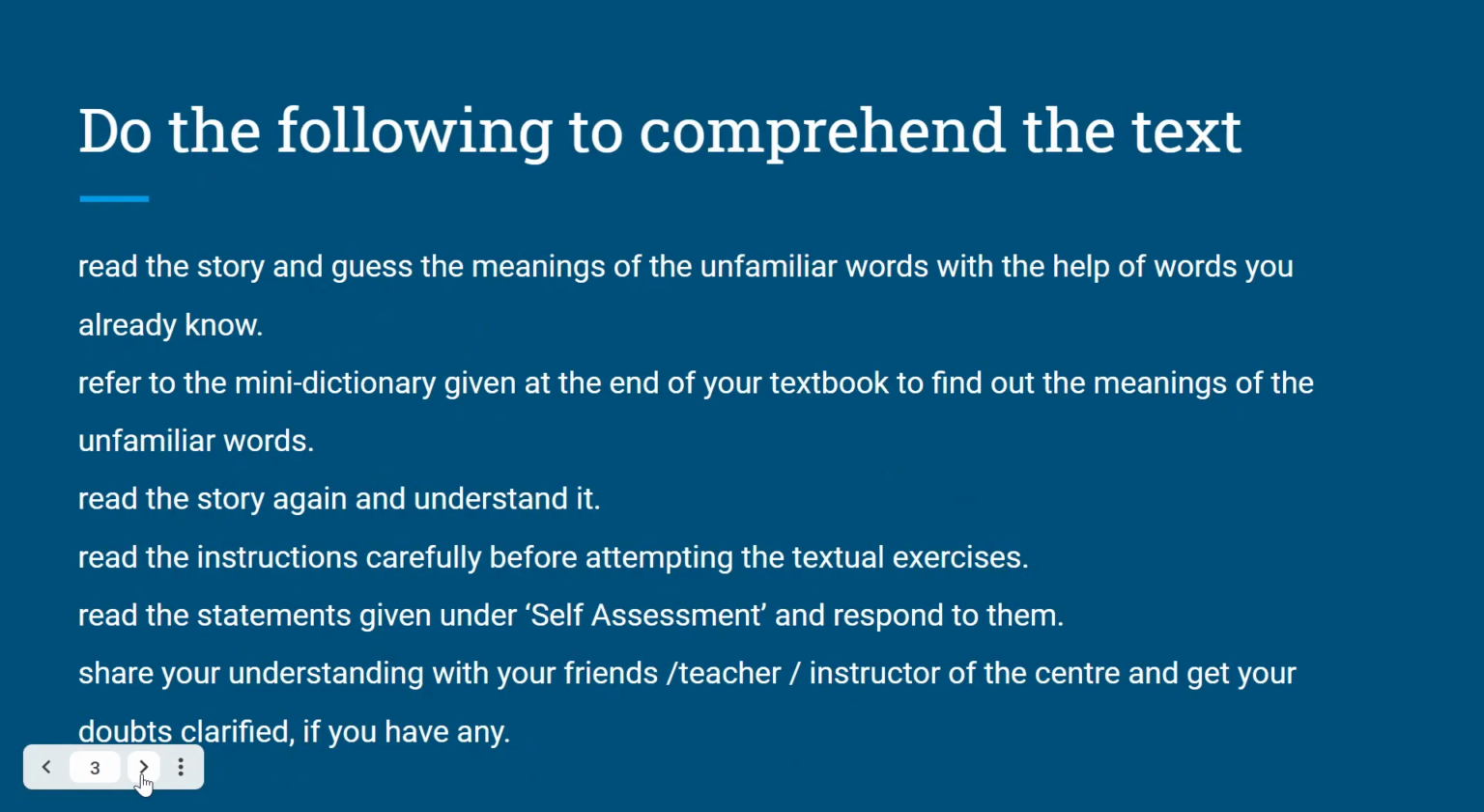Do the following to comprehend the text. These are the important areas to be addressed to comprehend the given text. Read the story and guess the meanings of the unfamiliar words with the help of the words you already know. This we already discussed. This is one aspect of comprehending any language text. Suppose you are reading a newspaper. There also you will find 10 to 20% of words are not familiar to you.